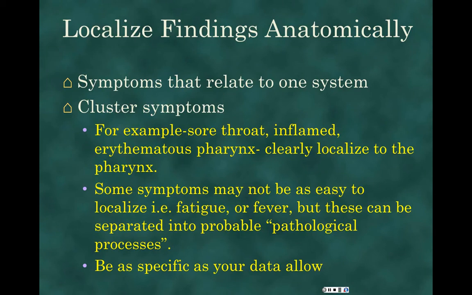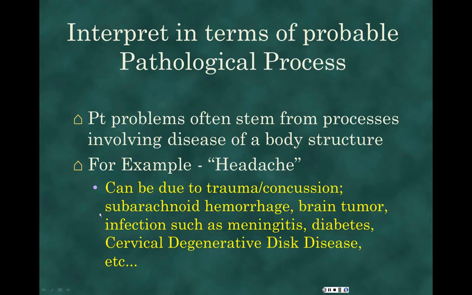Some symptoms may not be as easy to localize. For instance, patients who present with fatigue or patients who come in with fever, but they can be separated into probable processes such as infectious versus neoplastic type processes. When you're trying to cluster these in your mind, you want to be as specific as your data allows. You want to interpret things in terms of the probable pathological process.